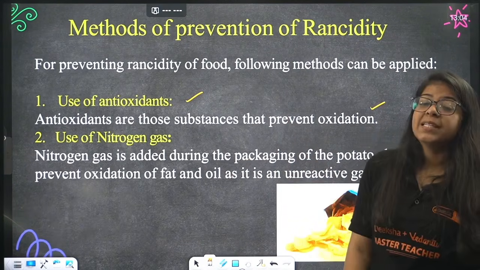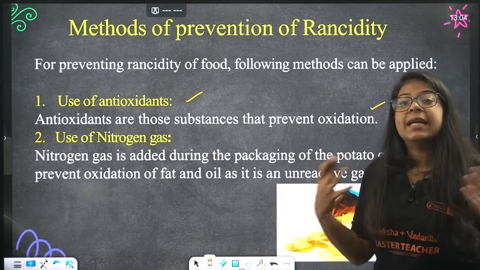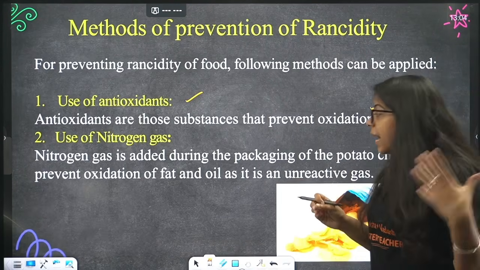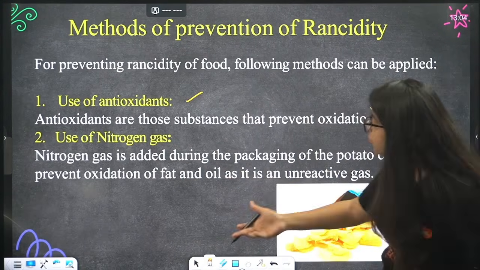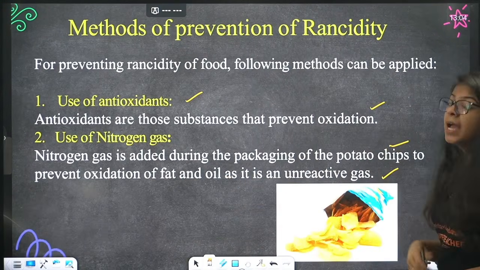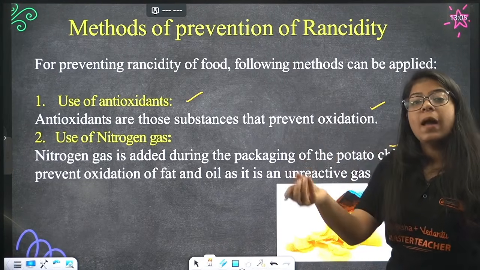Antioxidants are the substances that prevent oxidation. Then, use of nitrogen gas. We all know in Lay's, when you open it, there is some gas inside. That gas is nitrogen gas. It is added during the packaging of the potato chips to prevent oxidation of fat and oil, as it is an unreactive gas. So it prevents the potato chips from going bad.